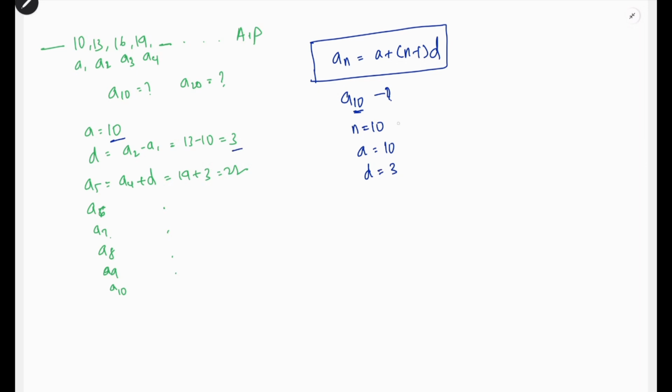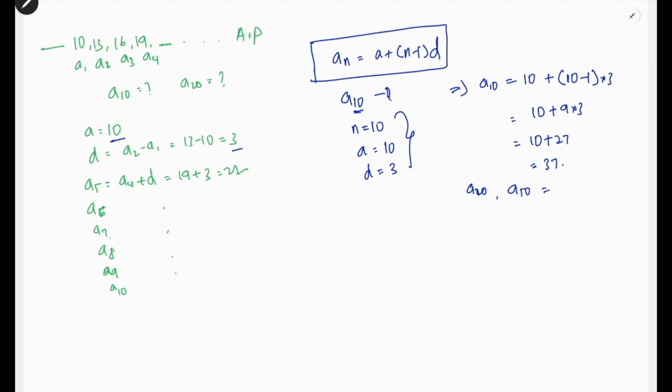Now we will substitute these values in this equation. We get the 10th term is equal to 10 plus n minus 1, n is 10, so 10 minus 1, into 3. It is 10 plus 9 into 3, it is 10 plus 27, it is 37. The 10th term is 37. In the same way we can find the 20th term and the 50th term.